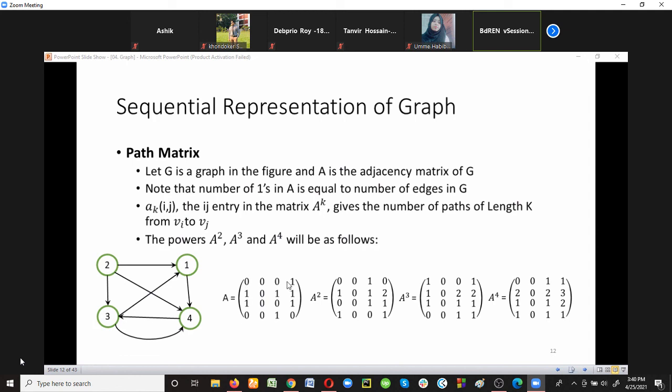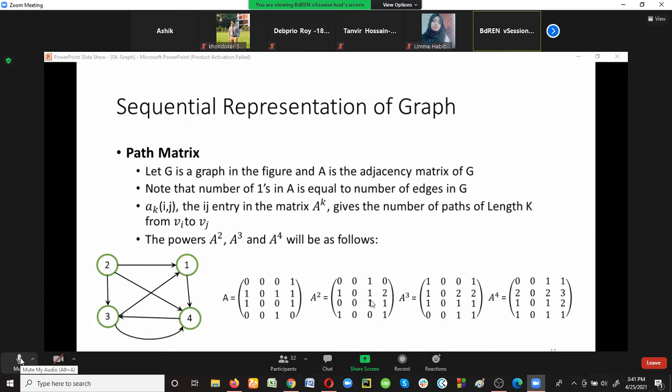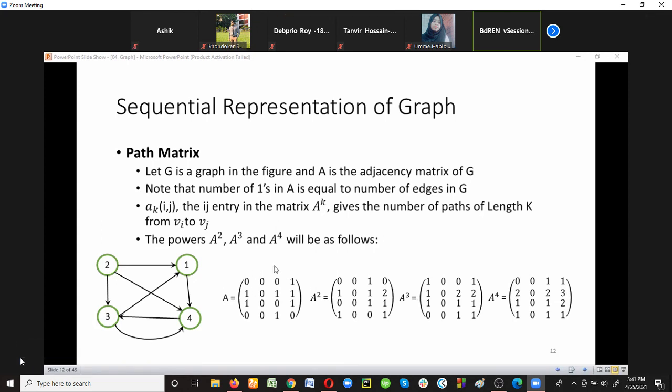Each row will be multiplied with each column of the second matrix, isn't it? Yes. How can you get the value? Do you know how? Just try it. This is the adjacency matrix A. So how do you calculate A square, A3, A4? Please try to solve it. You all know how to multiply two matrices, right?